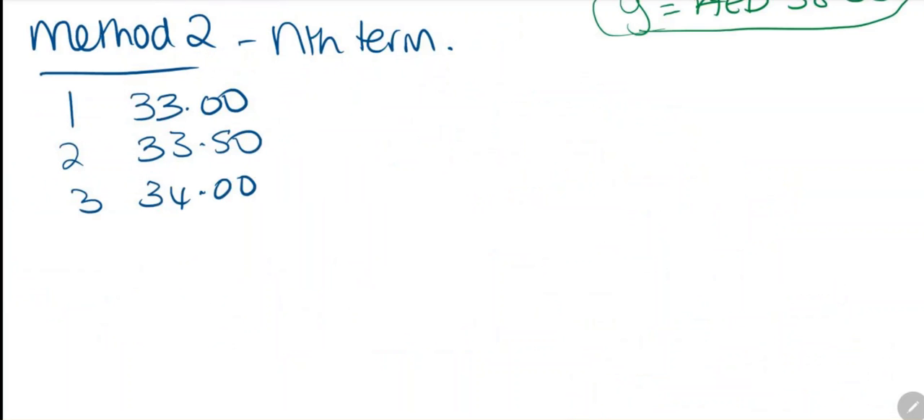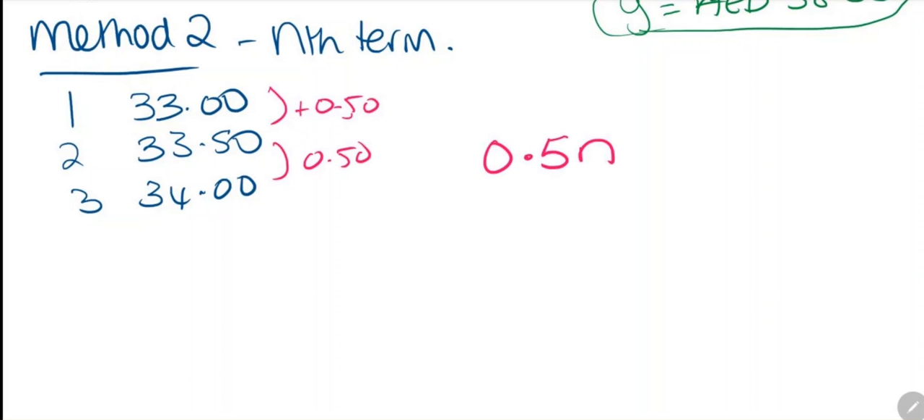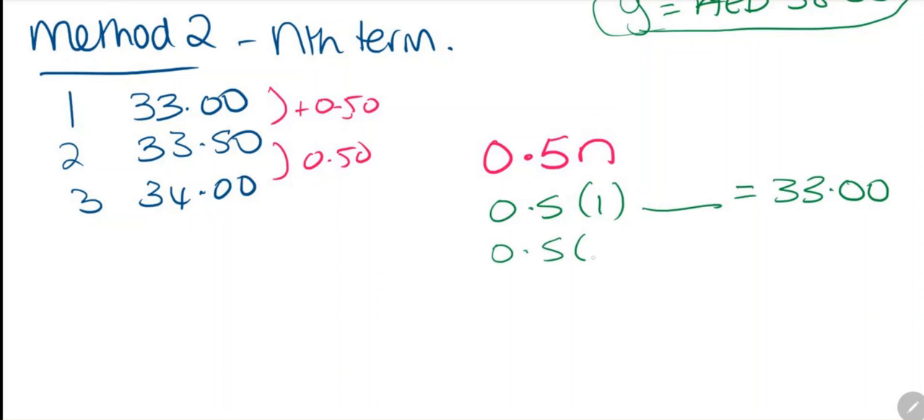And method 2. So if you're using method 2, the nth term formula. So the common difference, we are adding 0.50 each time. So this is going to be in front of n. So to find the first term, this is when n is 1, we need to multiply 0.5 times 1, and we need to add or subtract something, which is going to give us the answer of 33.